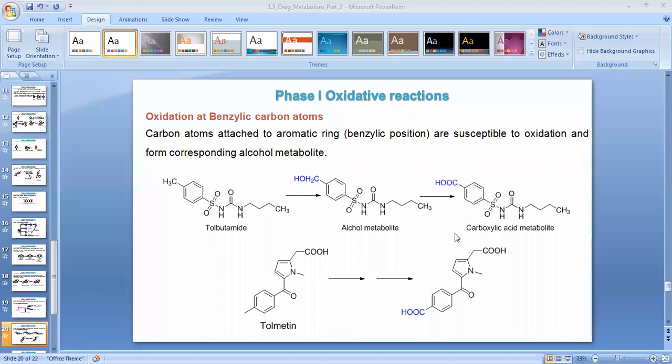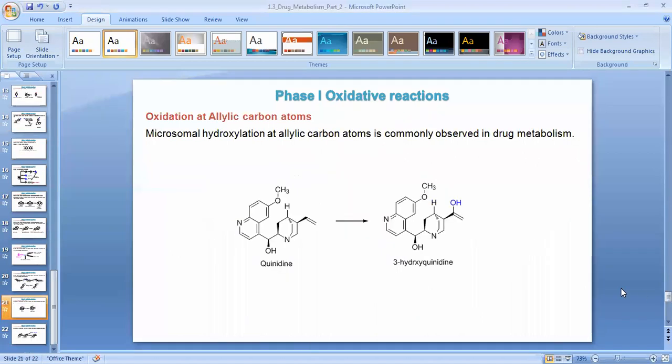In this way, the benzylic carbon atom, which is attached to any arene ring, is metabolized in our body. Now, the next case is oxidation of the allylic carbon atom. If the carbon atom is allylic in nature, see here the carbon atom is bonded to two other carbon atoms, but the carbon atom is outside the ring.